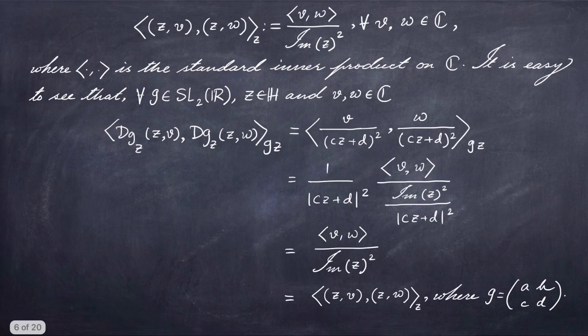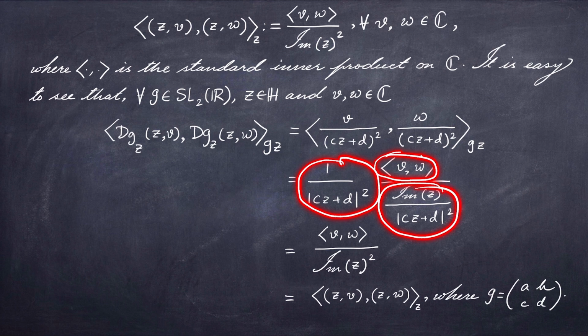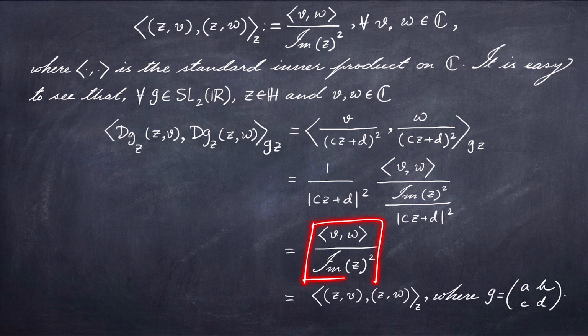So therefore the usual inner product of these two vectors, which is nothing but the inner product vw times this, and then it is further scaled by this. Now this is easily seen to be this. So by definition it is again the inner product of zv and zw.